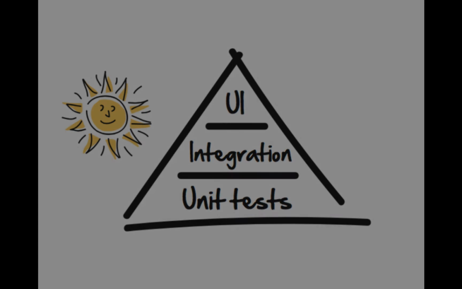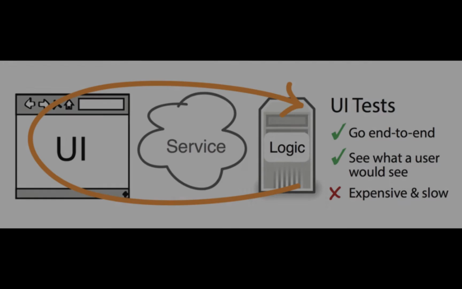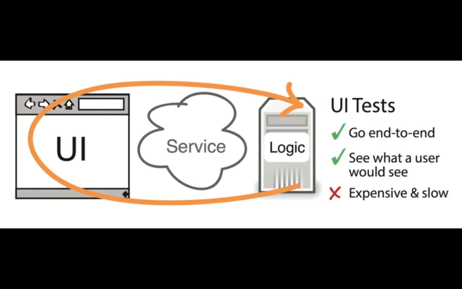Let's take the UI test, for example. UI tests are fantastic at going end-to-end through the entire application and ensuring that everything's hooked up and working. They're the deepest, most integrated kind of test we can write. And if the UI test works, we can feel pretty good that it's probably going to work in production. But this awesomeness does come with a price.